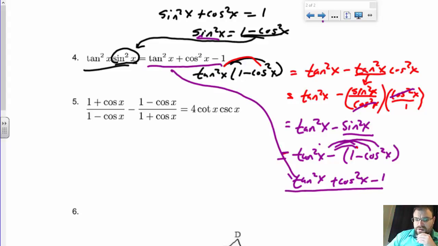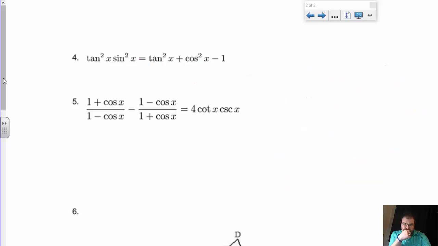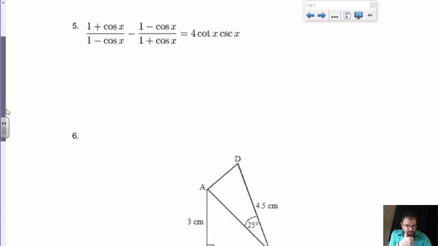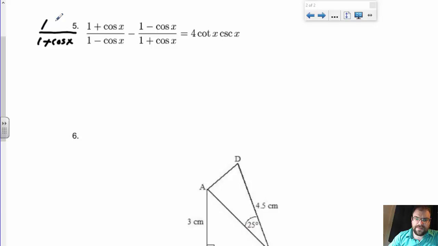And now we'll move on to the last two. Okay, we're finally on the last few questions here. So let's go ahead and get this done. We have two fractions that are being subtracted, so we need a common denominator again. So I'm going to multiply this denominator by this one. So I'm going to say, okay, 1 minus cosine times 1 plus cosine. And we're going to do the top and bottom by that. And then over here, same thing. We're just going to say what? 1 plus cosine times 1 minus cosine. And then top and bottom, the same thing.